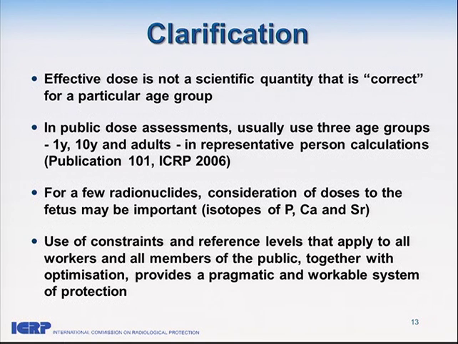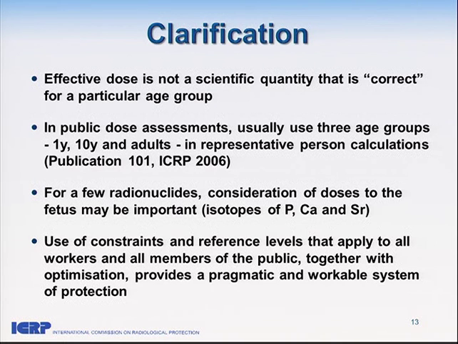And what we're doing when we calculate dose to different age groups is doing that for comparative purposes, to see whether the dose at the younger ages might be greater than the dose for the adult. So particularly in public dose assessments, we look to see whether the representative person calculations should be done with a different age group from adult, because that would provide a higher dose assessment.